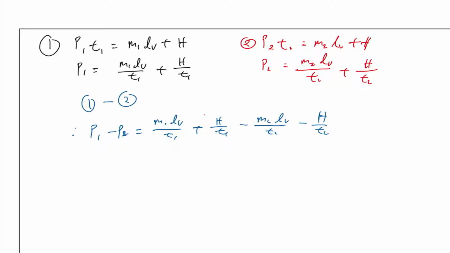Since the heat loss is the same in both cases, this H over T1 and H over T2 are the same value, so you can cancel each of them off. Then you are left with just, maybe write one more line before subbing in the values. So P1 minus P2 equals M1 LV over T1 minus M2 LV over T2. Alright, so let's try to sub in the values now.